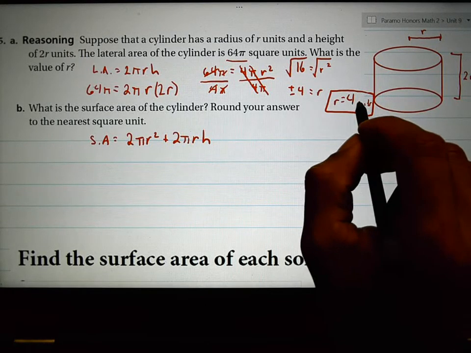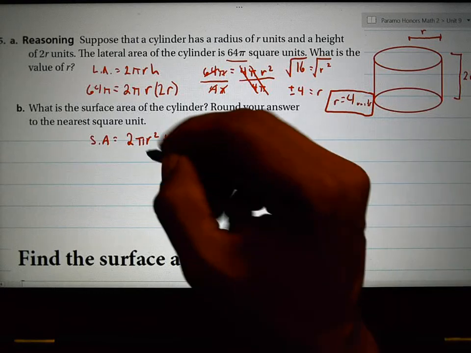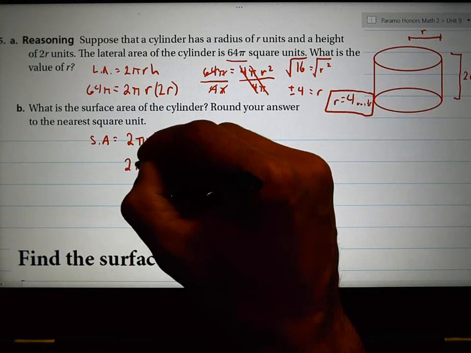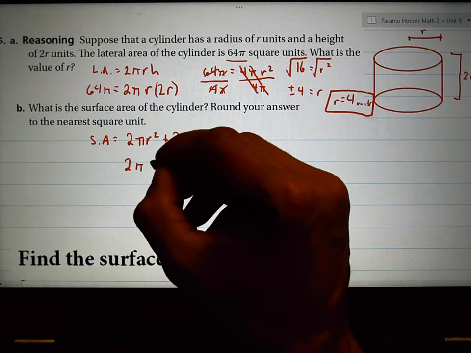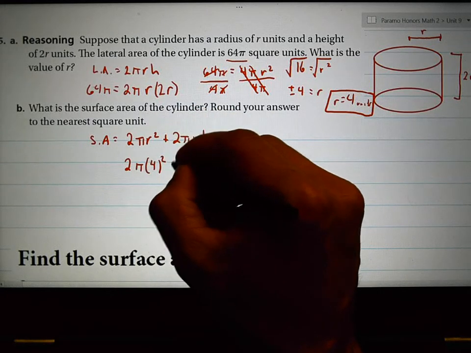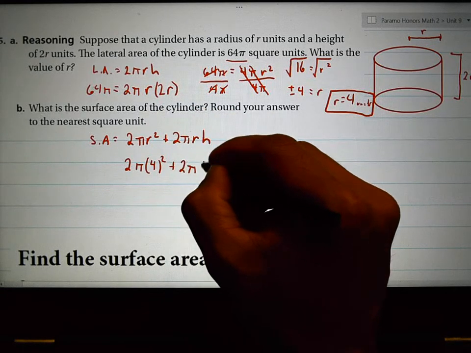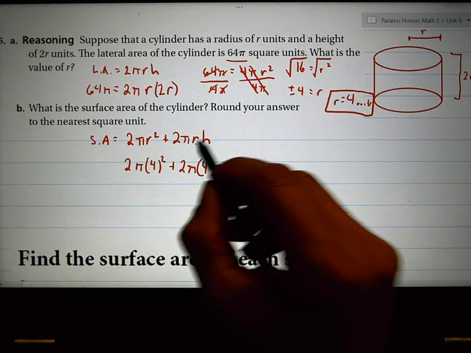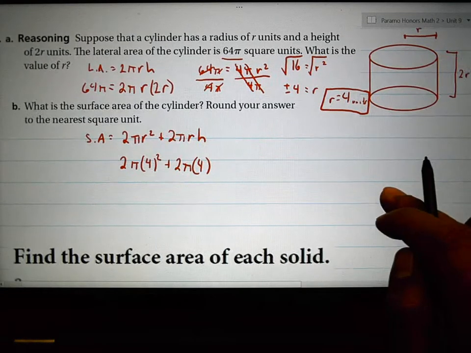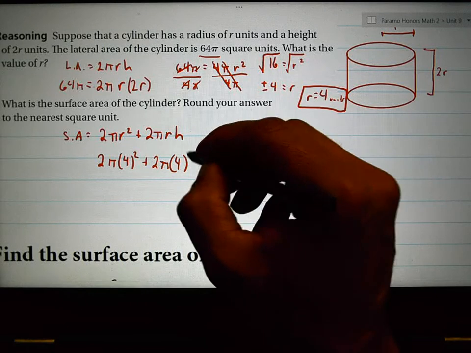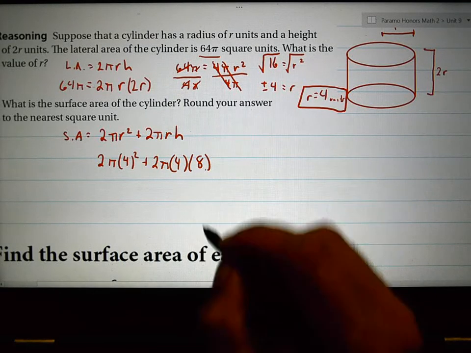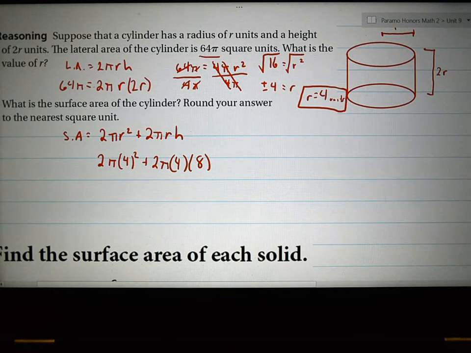Now that I know what value r is, I can plug that value into where the r is. Now that you know what r is, do you know what the height has to be? We didn't figure that out, but I bet you we could do it in our heads. Has to be 8 because it's double whatever r is right there.